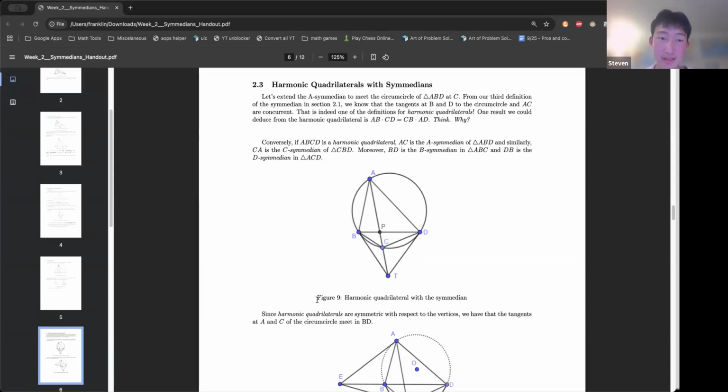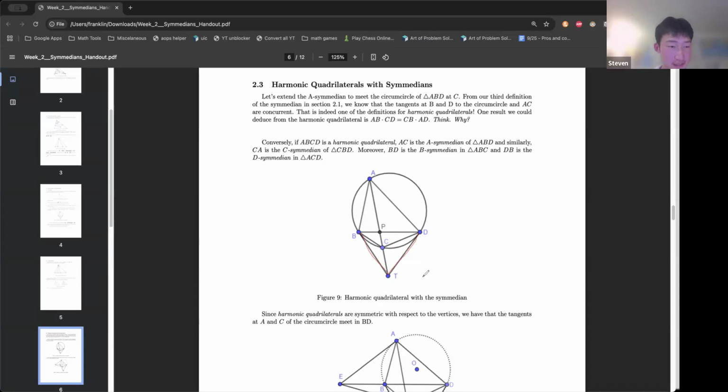So if you recall the third definition of the Symmedian in section 2.1, if you draw the tangents to the circumcircle, in this case of triangle ABC, and have them meet at point T, we know that AT is the Symmedian. And if the Symmedian AT intersects the circumcircle again at point D, we know that, in fact, quadrilateral ABDC is harmonic.